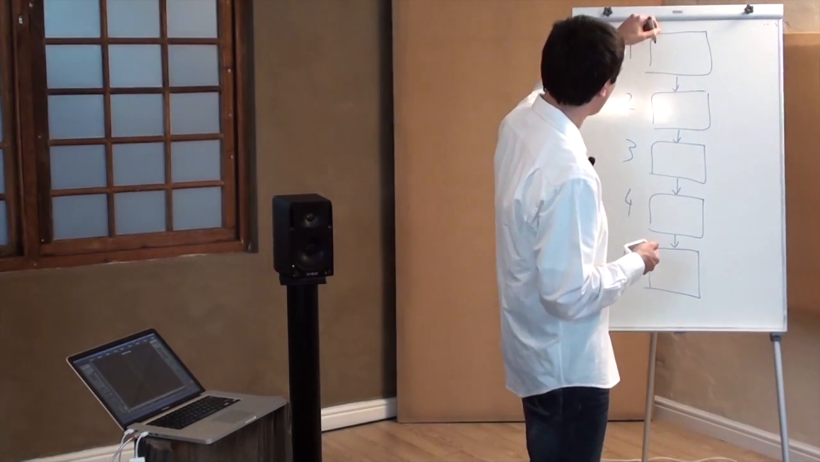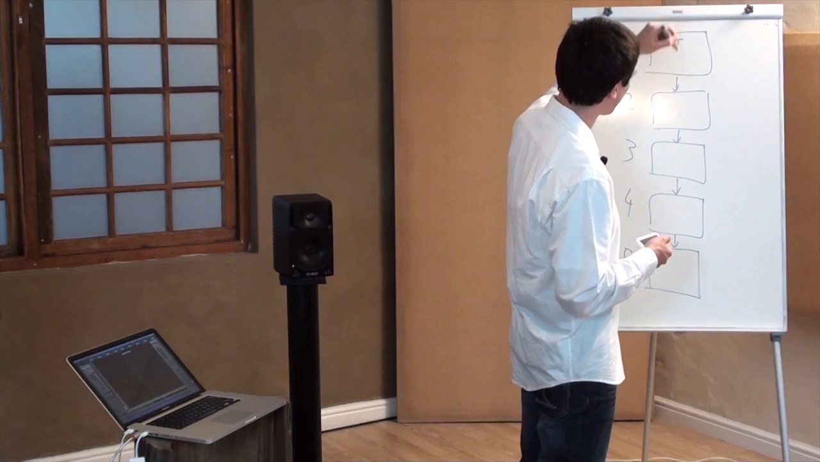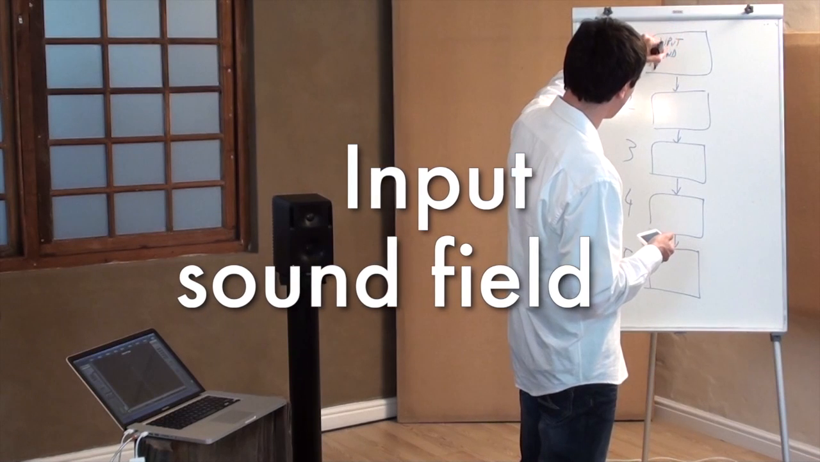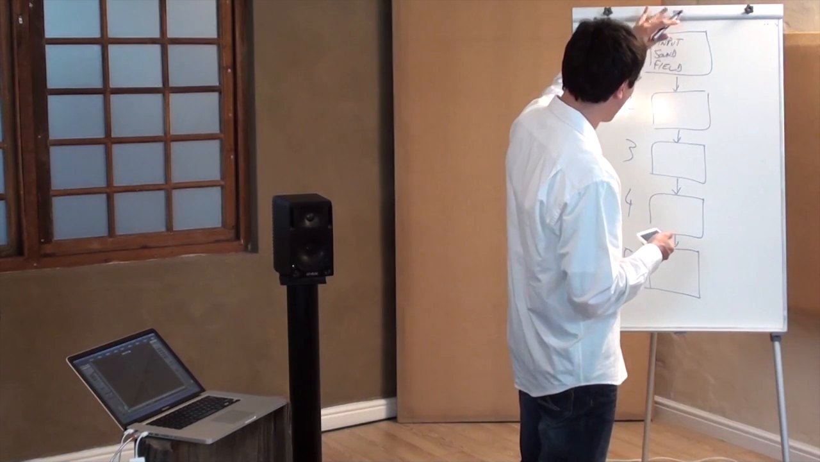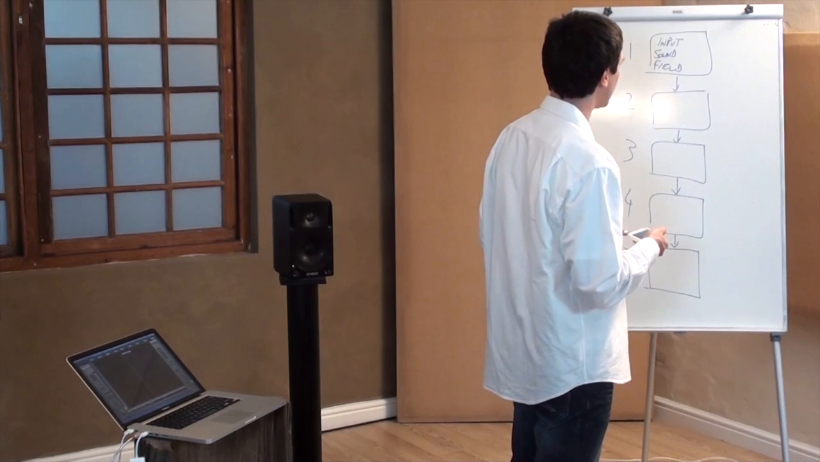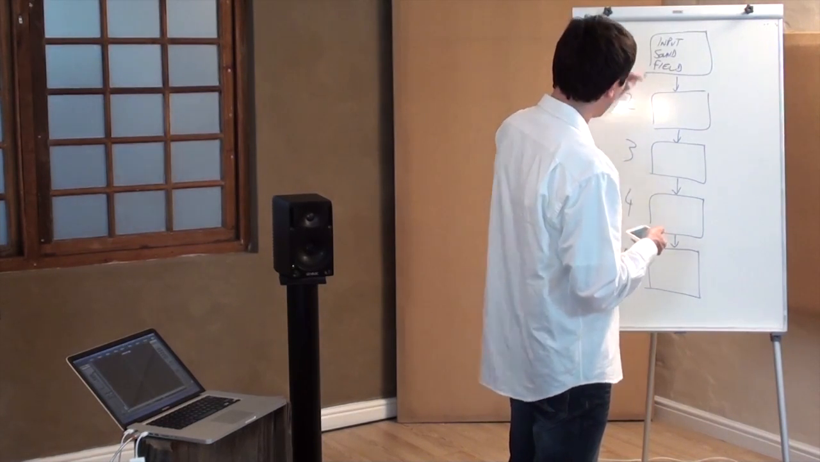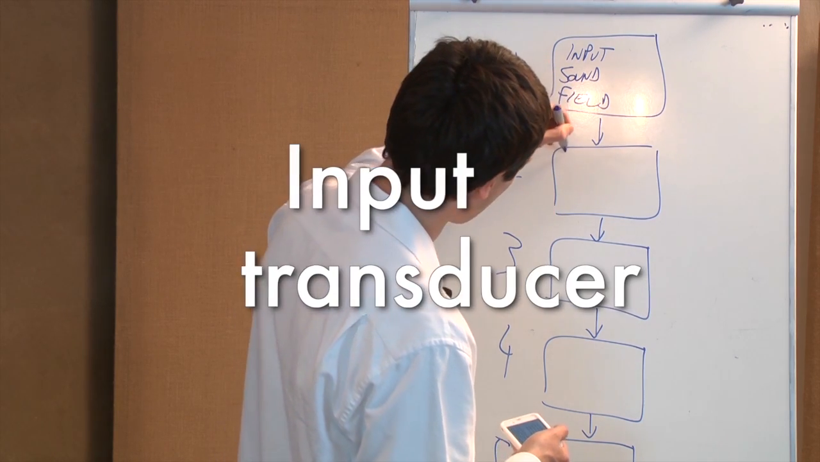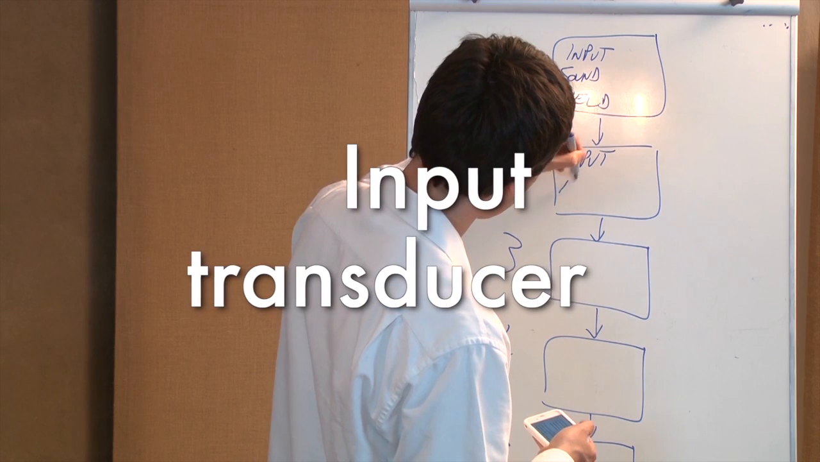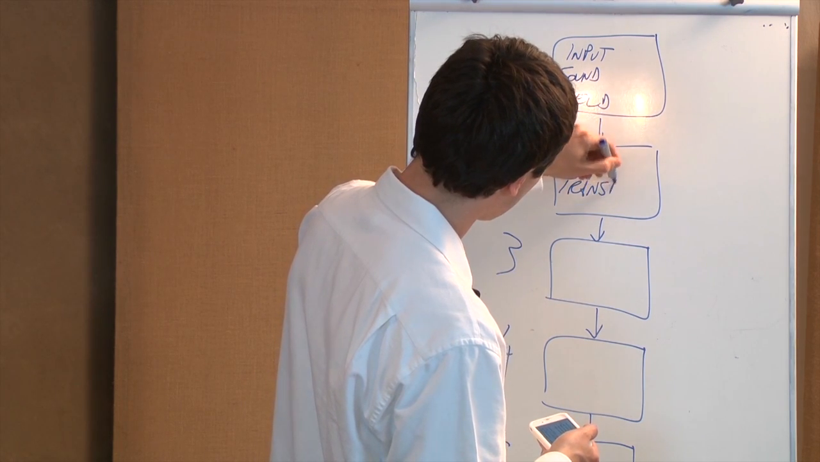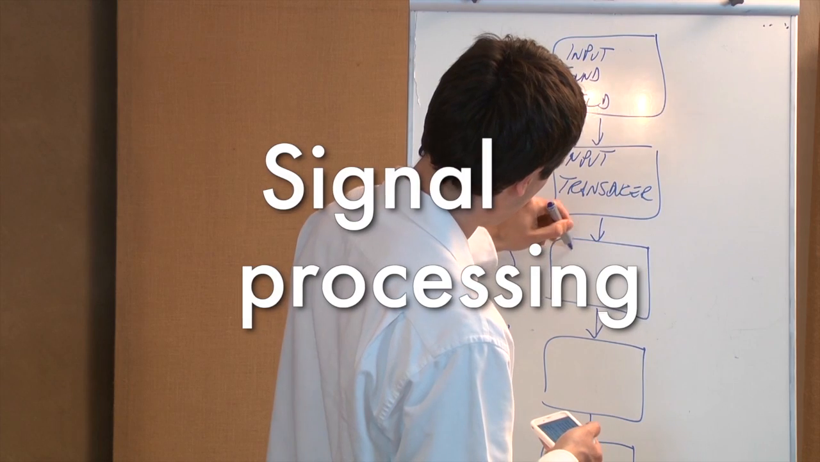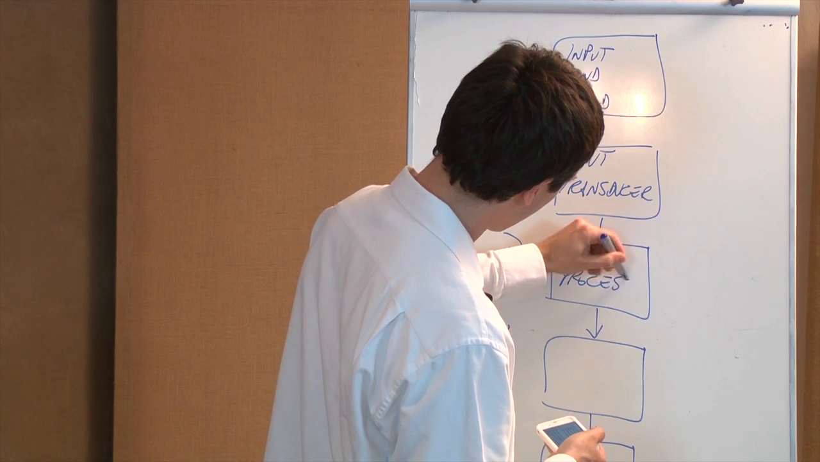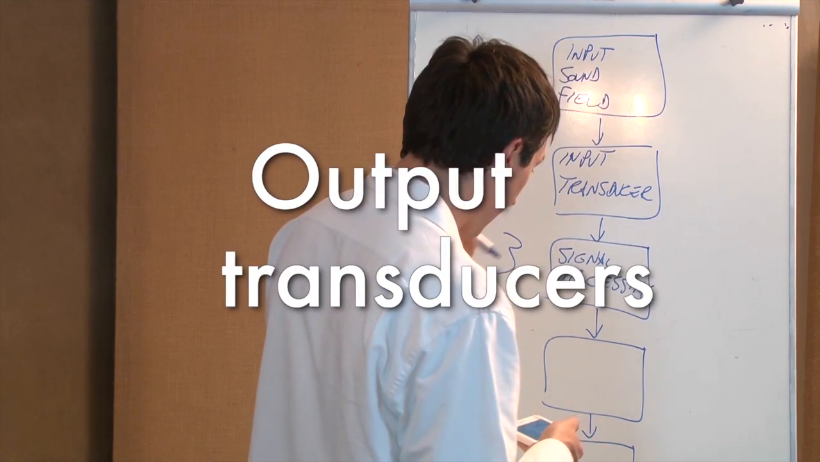The first one is input sound field. I'm going to name them all, and then I'm going to explain them. The first one is input sound field. The second one is input transducer. Then we have signal processing. And then we have output transducer.